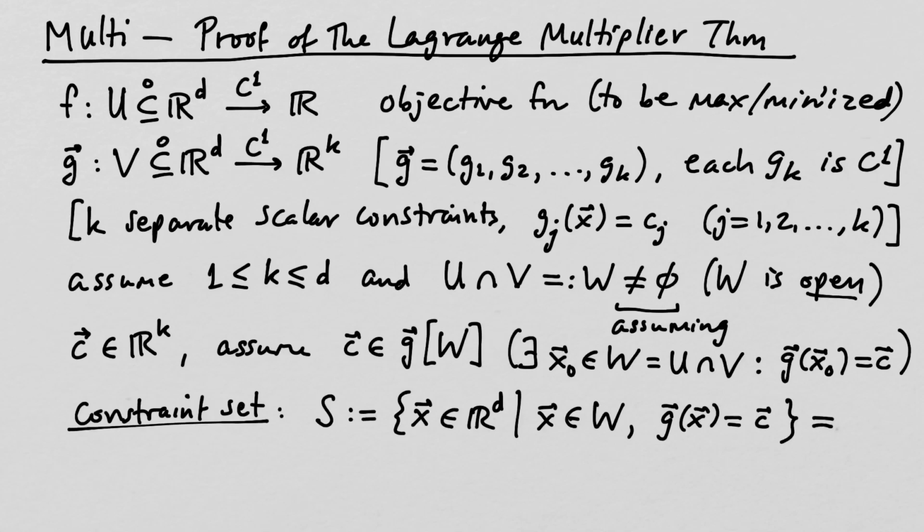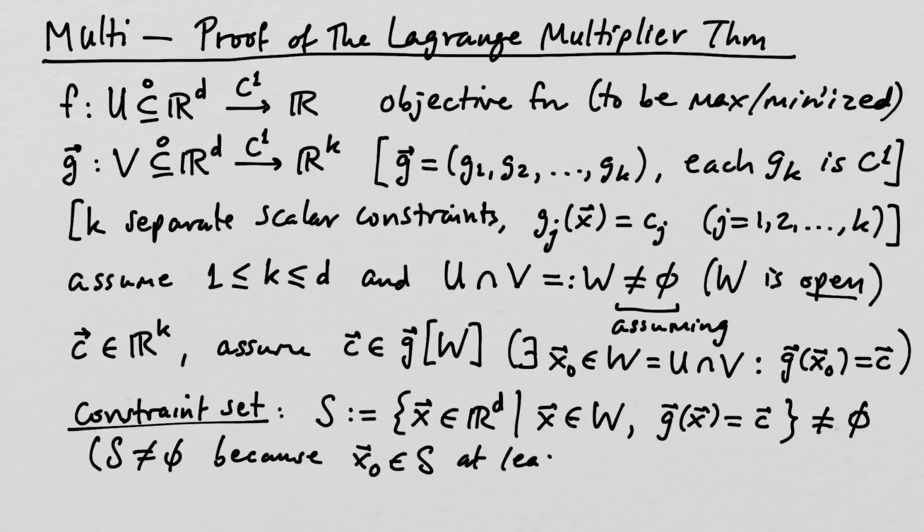And notice that it's not the empty set. It's not the empty set because the point X naught is in it, at least. And of course there may be many other points in it. Usually there's an infinite number of points, uncountably infinitely many points in the constraint set. But we know that there's at least one, by assumption. Because notice that X naught satisfies those two conditions. X naught does belong to W, and it does satisfy the constraint equation. So both of the conditions, belonging to W and satisfying the constraint equation, are satisfied by X naught. So X naught certainly belongs to that set S.